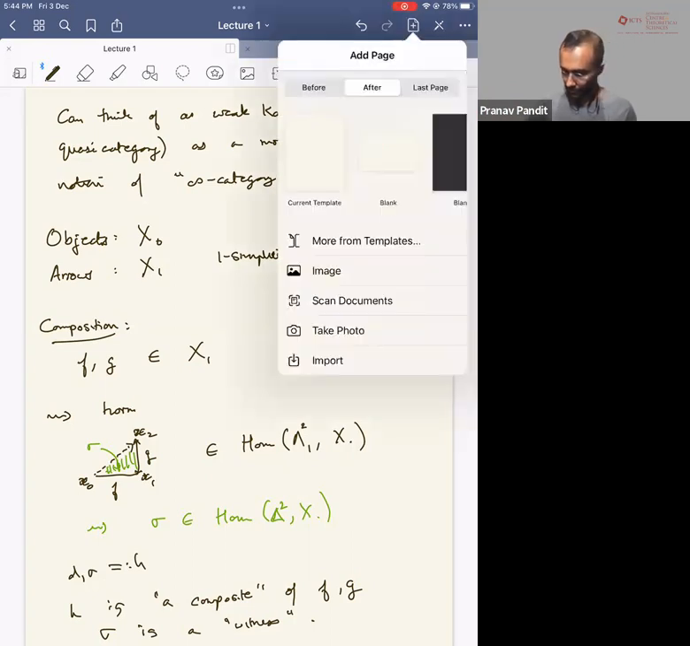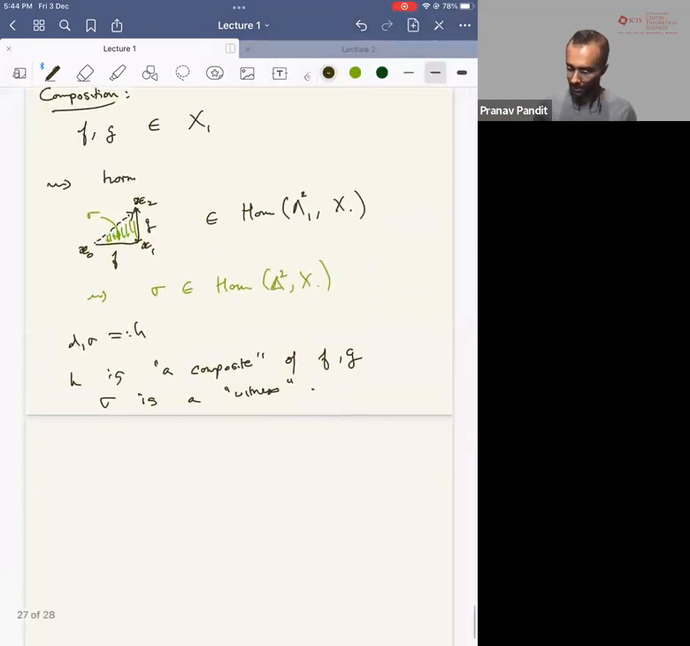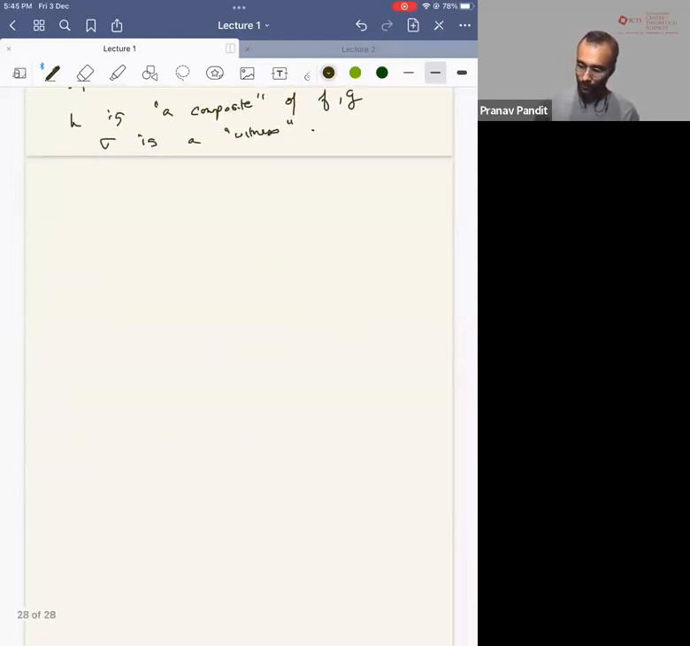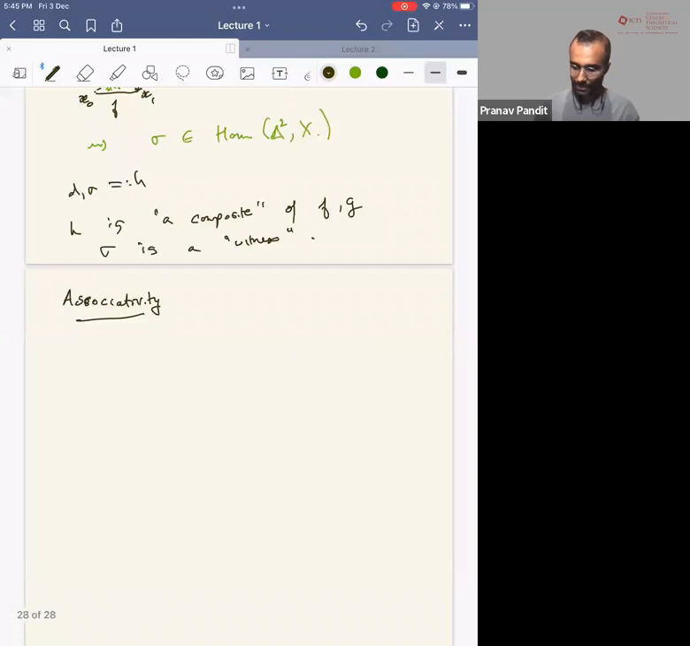Now, maybe I used H here. That's a bit unfortunate. Let's call this, okay, that's fine. Okay, let's move on. So let's talk about now associativity. So just observe here that I only use the inner horn. So the one here, this is the horn Λ^2_1. So it's the horn that is defined by the vertex one. And one is strictly bigger than zero and strictly less than two. It's an inner horn, right? So I didn't use the boundary horn yet.